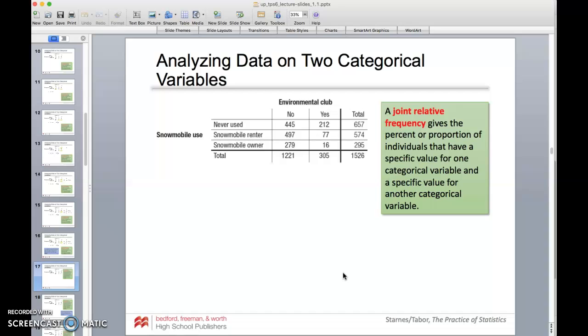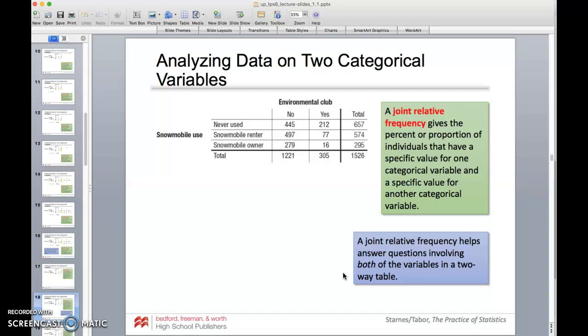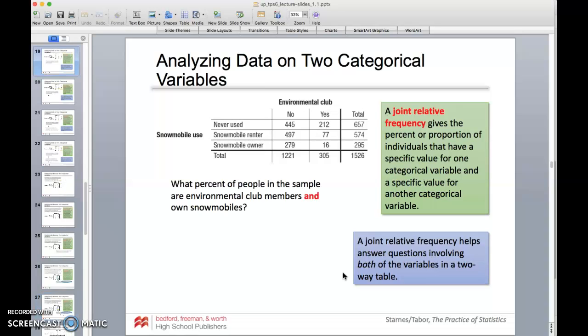All right, now a joint relative frequency, not a marginal relative frequency, but a joint, can give you the percent or proportion of individuals that have a specific value for one categorical variable and a specific value for another. Joint meaning a couple of them put together. So it helps us answer questions involving both of the variables in a two-way table. So here's an example. What percent of people in the sample are environmental club members and own snowmobiles?